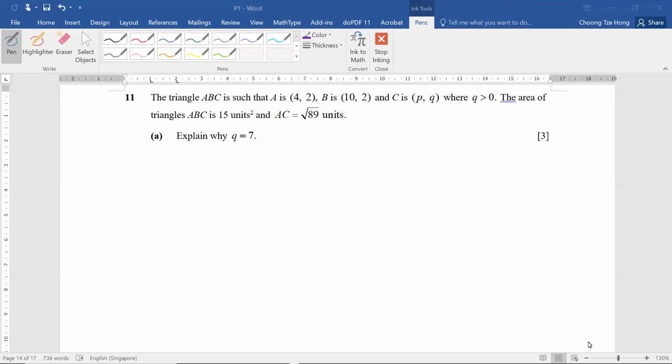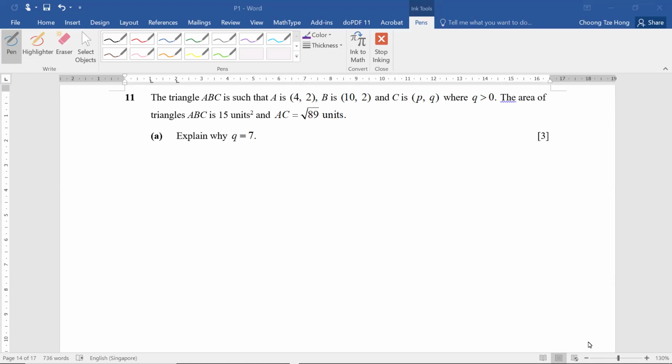The question states that the triangle ABC is such that A is (4, 2) and B is (10, 2), and C has the coordinates (p, q), where q is greater than 0. In this case, q is the y coordinate of C. And since q is greater than 0, that means point C is above the x-axis, right? The area of triangle ABC is 15 units squared, and the length of AC is square root 89 units.